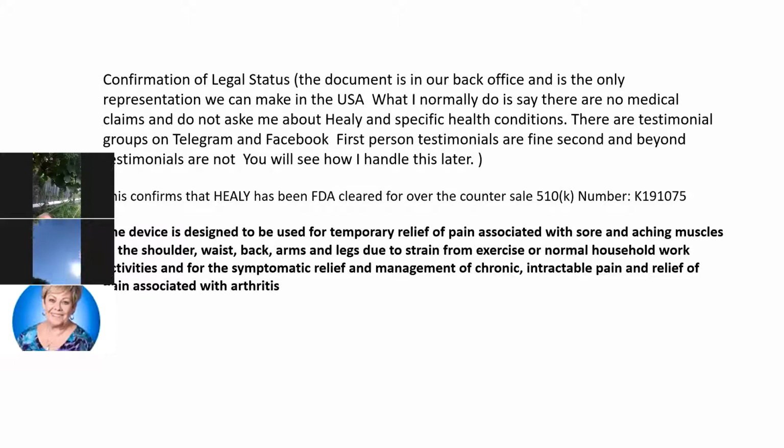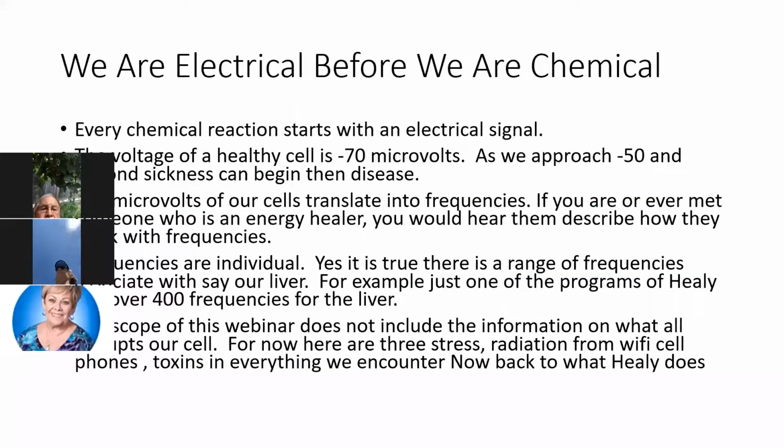So let's see what our certificate in the US says. This device is designed to be used for temporary relief of pain associated with sore and aching muscles in the shoulder, waist, back, arms, legs, due to strain from exercise or normal household work activities, and for the symptomatic relief and management of chronic, intractable pain and relief of pain associated with arthritis. That's on our certificate in the US. Okay, let me go back here for a second.